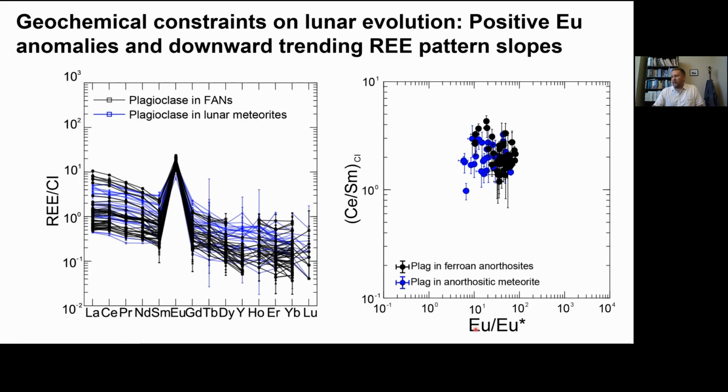So the europium over europium star indicates the sign and the magnitude of the europium anomaly. Values greater than 1 are called a positive anomaly. And of course, the larger the value, the greater the magnitude of the anomaly. The color scheme will be the same for the samples that you've seen in these rare earth element diagrams. The ferroanorthosites are black symbols, and the anorthositic meteorites are blue.